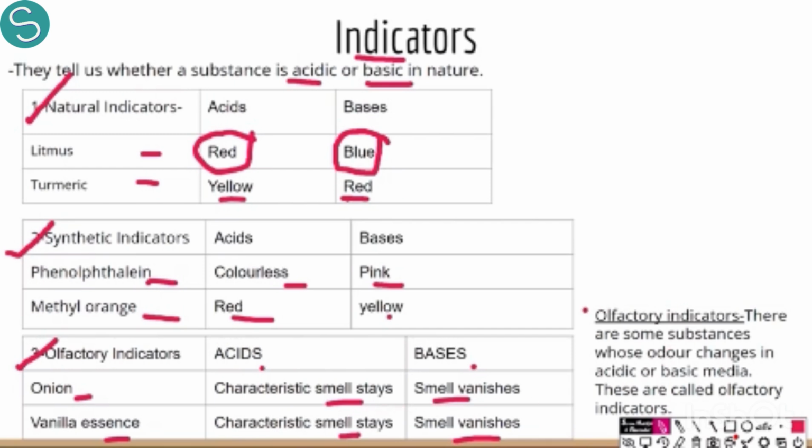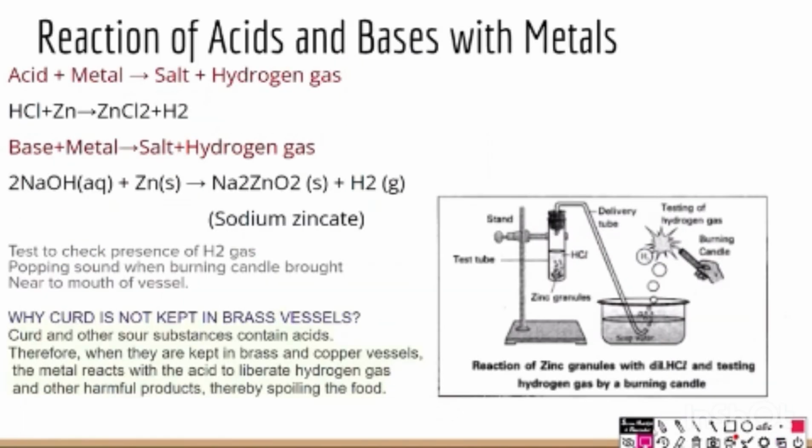I have also provided the definition for olfactory indicators. They are substances whose odor changes in acidic or basic media, indicating the nature of the sample. So this is all about indicators. Now we are done with the basic introduction, basic definitions and terms. We can start with the chemical properties of acids and bases and how they react with different substances.